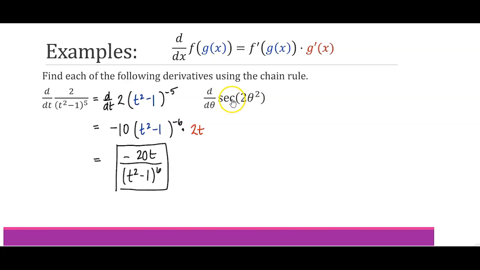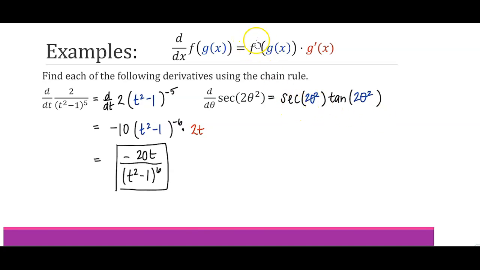So here, the outermost function is going to be the secant function. The inside function is 2 theta squared. So the derivative of secant is secant tangent. Now, instead of secant theta, I'm going to leave a blank space. So I'm going to put secant, leave a blank space, tangent, and leave a blank space, because what goes in there is the inside function. So we have secant of 2 theta squared, tangent of 2 theta squared.